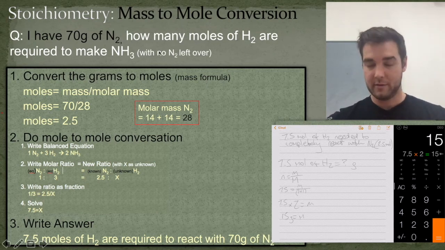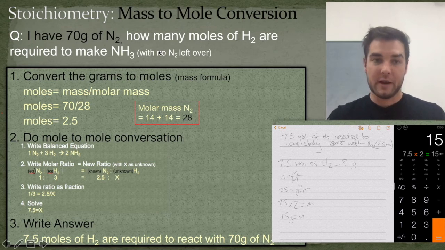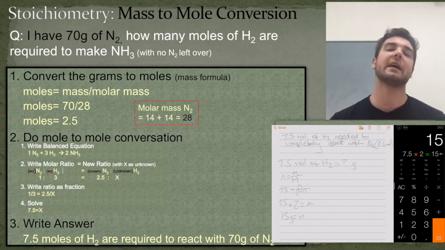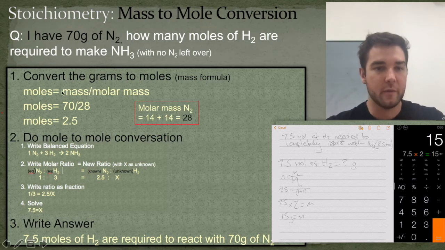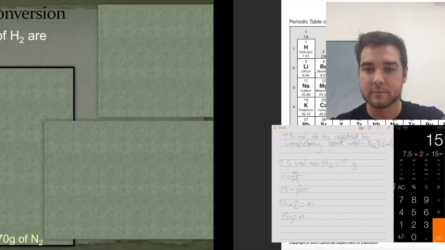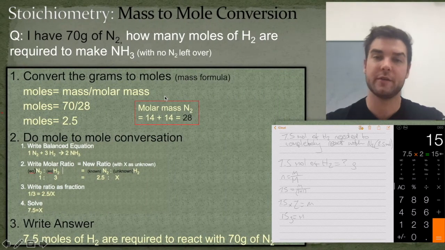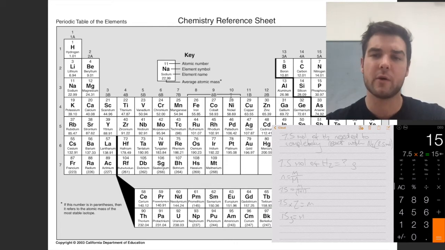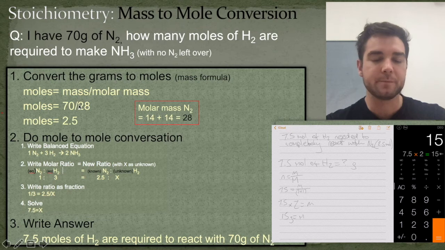Remember, moles is the number of atoms. Like if I have 70 grams of N2, what number of atoms, and my units will be moles, am I going to need to completely react to make ammonia gas, or NH3? So we use the mass formula, mass over molar mass. We find the molar mass of nitrogen is 28. That's nitrogen gas, because each nitrogen is 14, and so 14 plus 14 is 28. Technically, you can include that 0.01 in there, so it would be 28.02, but roughly, it's going to be the same.